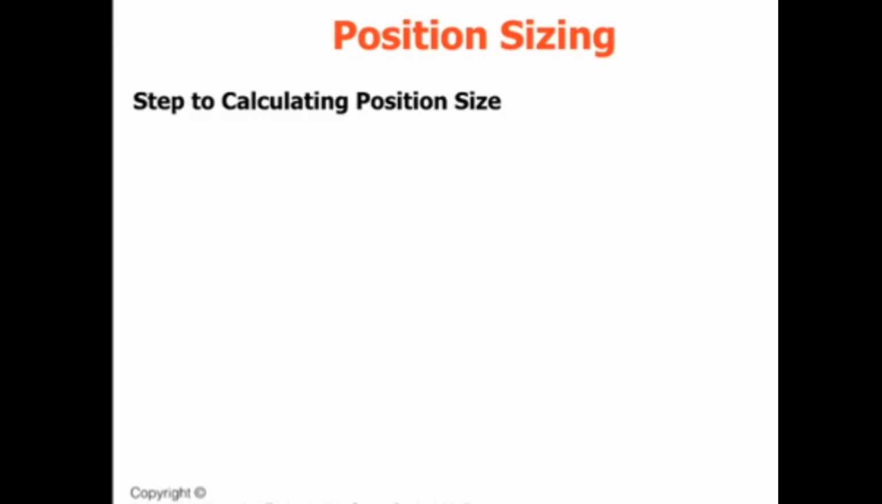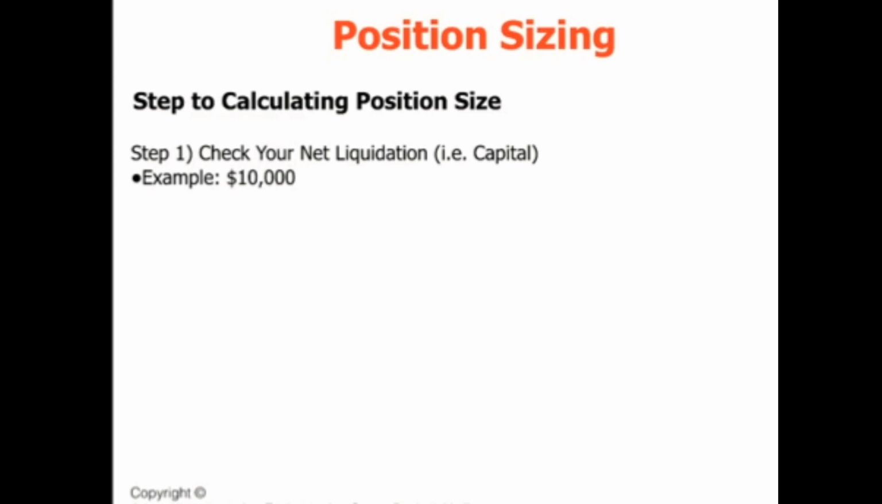The first thing to put into consideration is to check your net liquidation, your capital. Whatever broker you are using, once you log in, you will be able to look at your overall capital. So for instance, let's say you have $10,000 in your balance. You open your account, you see $10,000. That is what you call your net liquidation.